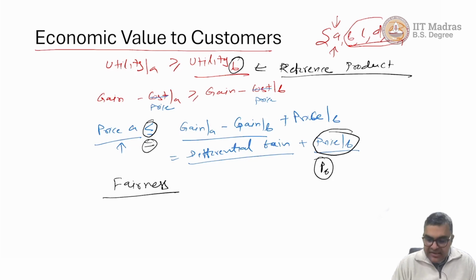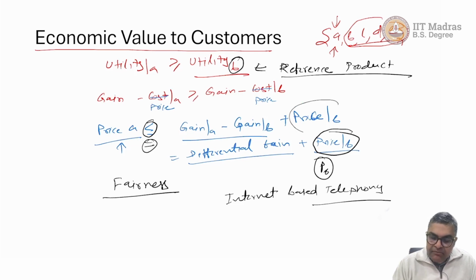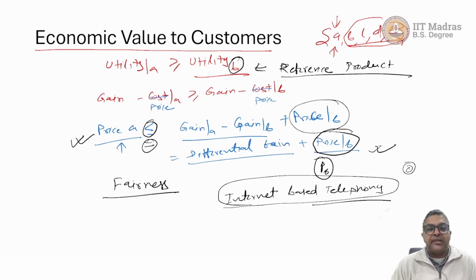Let us say that someone is launching in India internet based telephony. Should we take the price of a call using a mobile phone, or should we take the price of a WhatsApp call, which is zero in true sense, or the price of a Skype call? So I would say that it is a good idea to take the price zero if internet based telephony is thinking about how much its product price should be. So one has to be very careful about it.